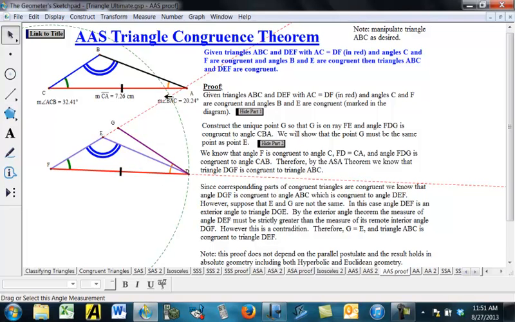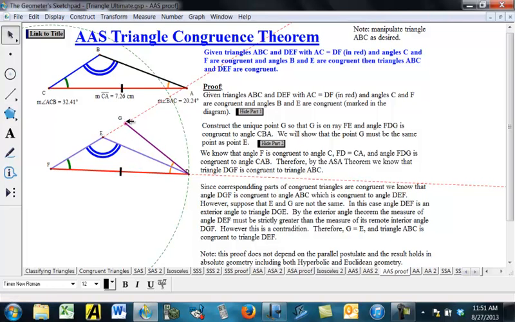It also means that the angle at D is the same as the measure of angle at A. And it means that these angles up here at the top are the same. Now in particular it means that this angle here, FGD, is the same as this angle here.